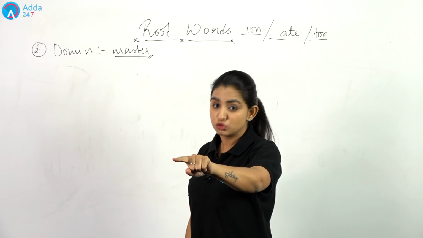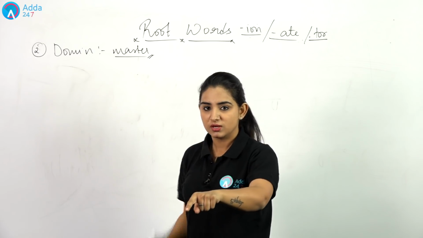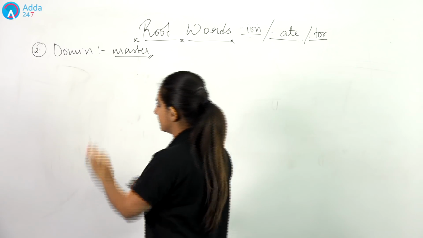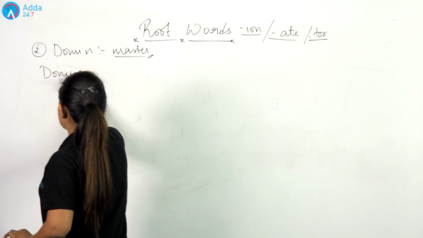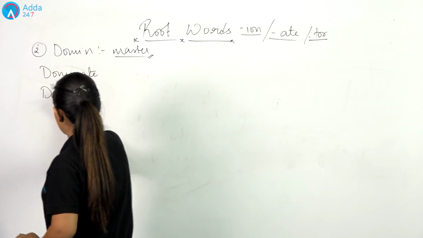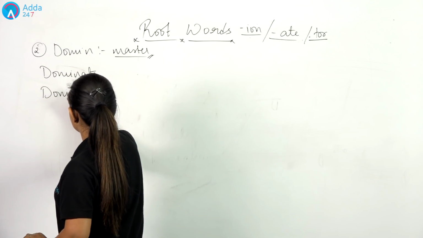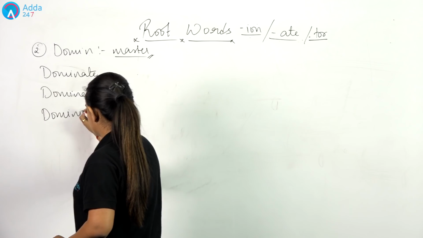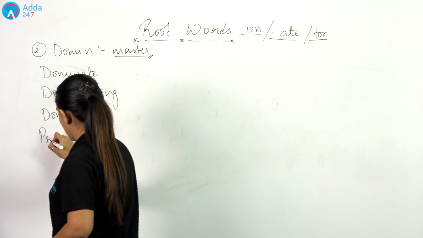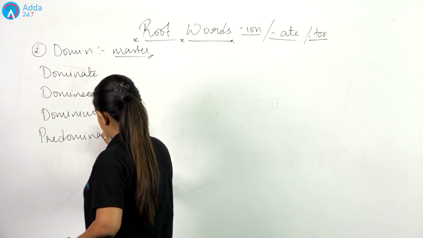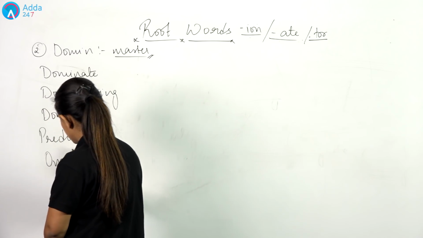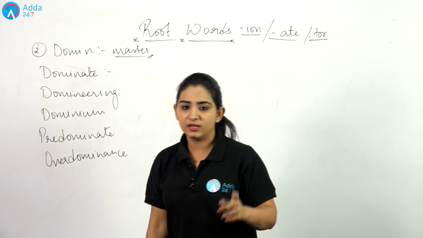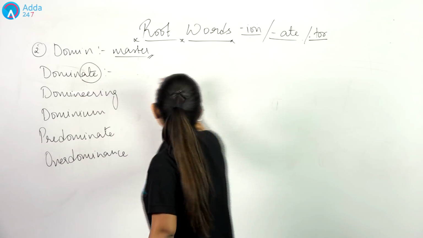You want that person to do as you say. You sit down, so that person sits down. You stand up, that person stands up. This is what you want to do when you say domain. You have a very common word that says dominate. We have domineering, then we have dominium. We have predominate. Then we have over dominance.